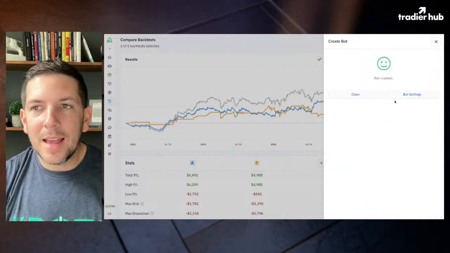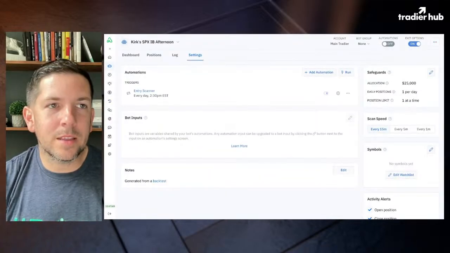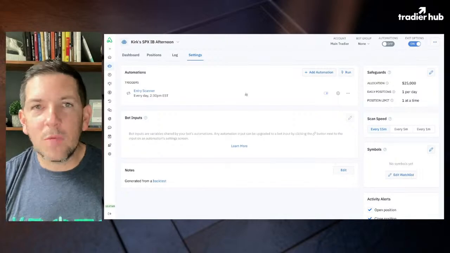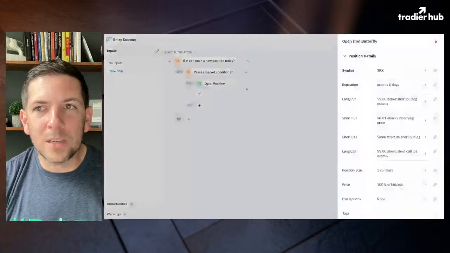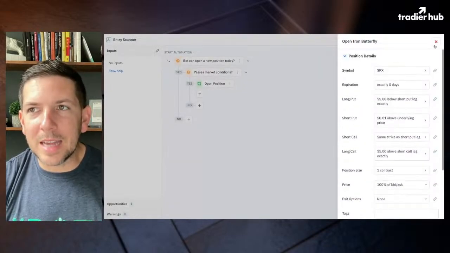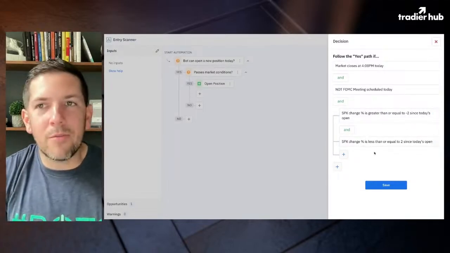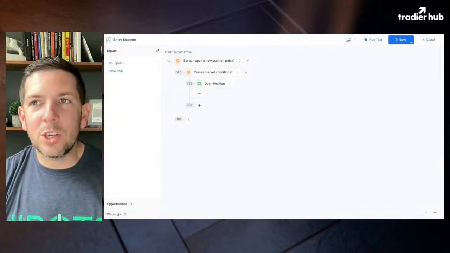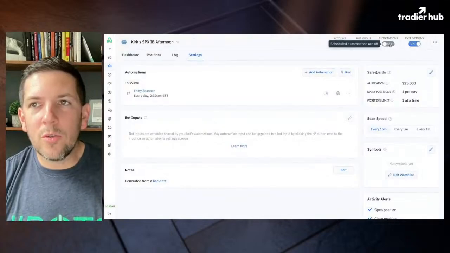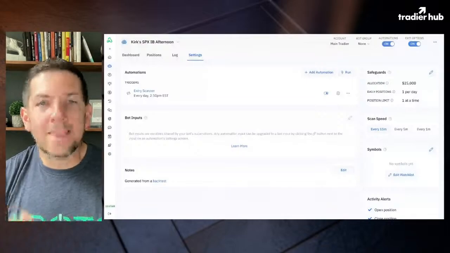Now, once you hit create bot, that bot has been created for you. And so now if you go over, and I think this tab is now sharing, which is good. Yep. So you go over and you look at this bot. This bot has that entry scanner with all of your market conditions, all of your entry criteria, exactly how you tested it, everything, right? The S&P change is greater than or equal to 2 since yesterday. This is right here. It's all built out for you. Market closes at 4, not an FOMC meeting. It's got all the entry criteria you tested. We just basically built the bot for you. And all you have to do is turn on your automations. That's it. And so now this bot is running that strategy for you.